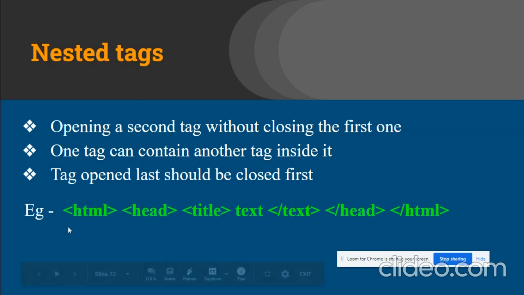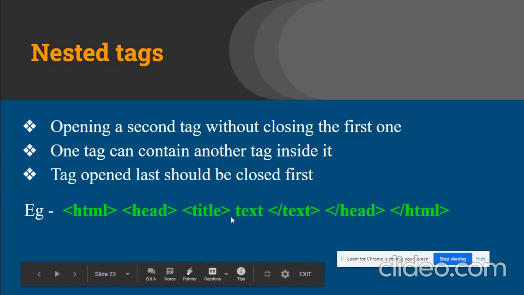For example, HTML. Inside the HTML tag, you have the head tag, and inside the head tag you have the title tag. So that is called a nested tag. Now first you open HTML, then head, then title.